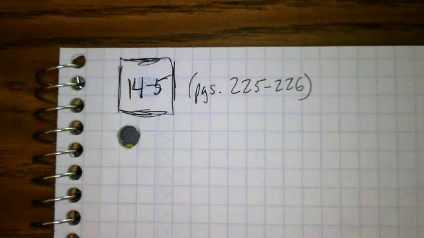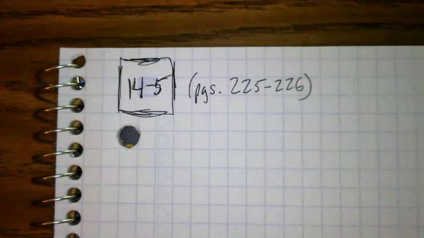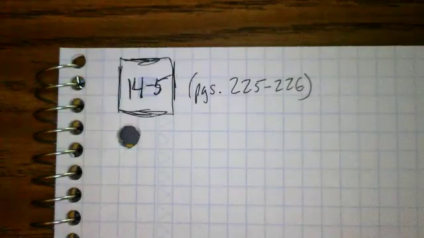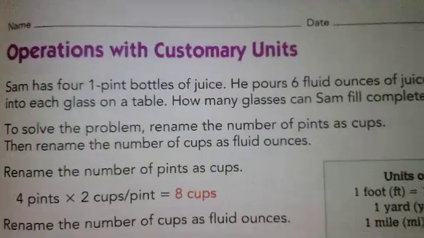Right, here we go. We are on 14-5, pages 225 to 226. We are working on operations with customary units. Yes, Mackenzie? You better be quick. All right, operations with customary units. So, here is what we are doing today. Before we even write anything down, let's look in our book first on page 225.